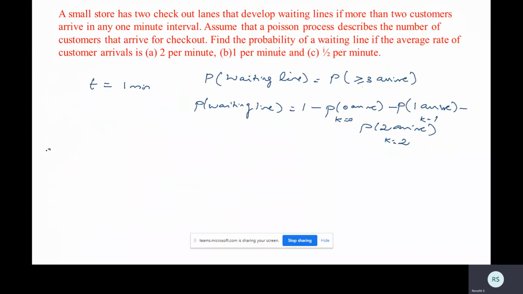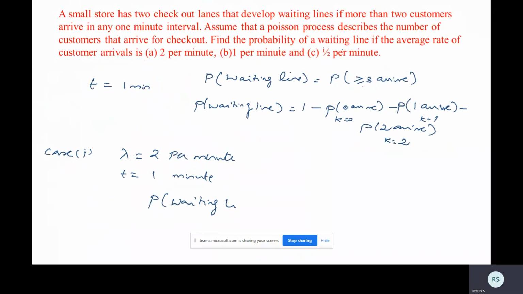So now let us take case 1. Case 1, what is lambda given? 2 per minute. And what is t given? t is 1 minute. So already both are in minutes, so we need not do anything. So lambda is 2, t is 1. Okay, so what is the probability of waiting line in this case?